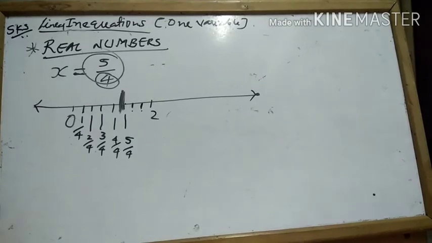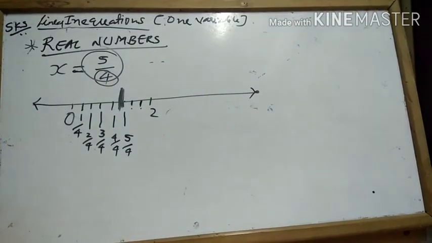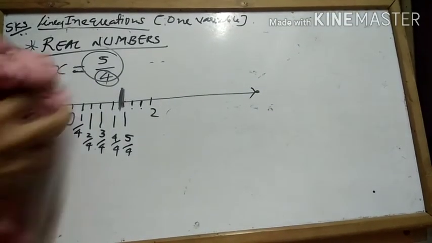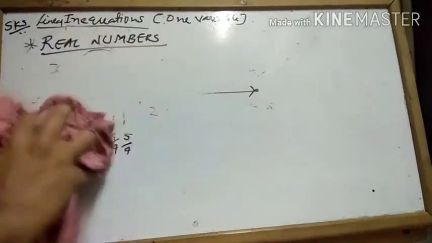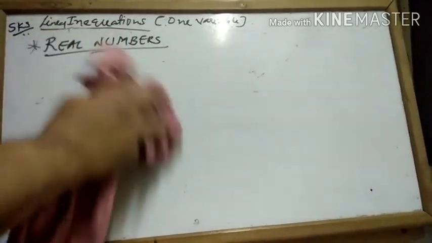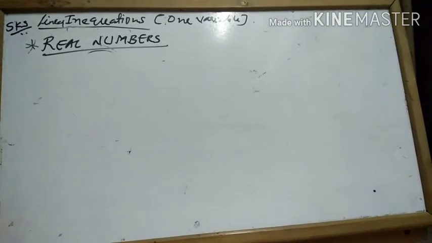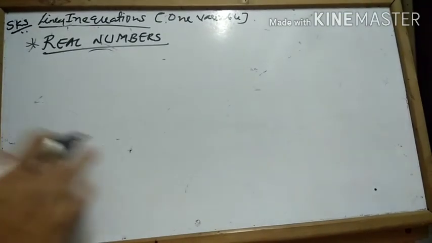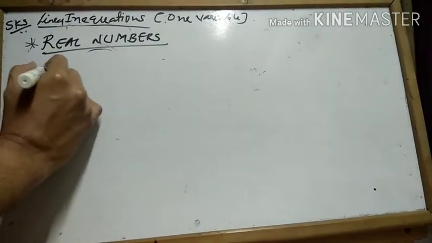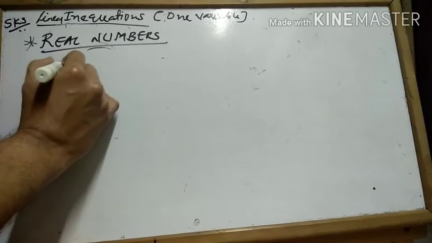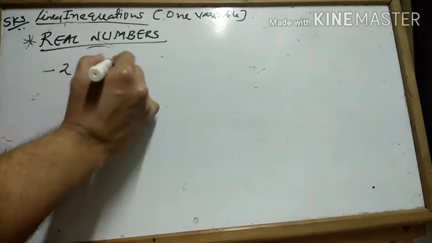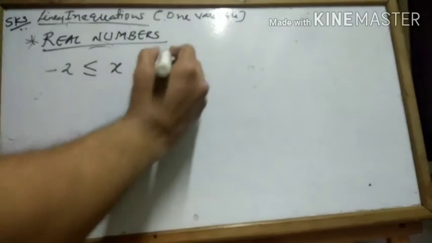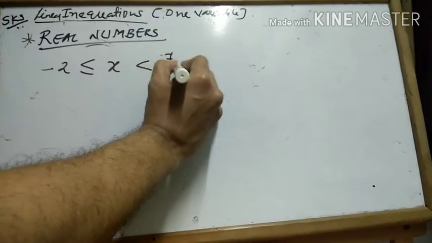Why am I showing you this? Because exactly after this we are going to understand what you should do to represent it on a number line if the answer is in the form of a fraction. Say for example, I have a solution something like this: negative 2 is less than or equal to x is less than or equal to 7 over 3.